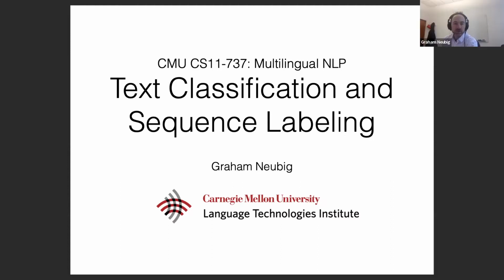In addition to that, I'm going to be talking about text classification and sequence labeling from a more multilingual perspective. So giving some pointers to data sets and tasks and other things like that. So hopefully that'll be useful even if you've taken another class that's covered that before.